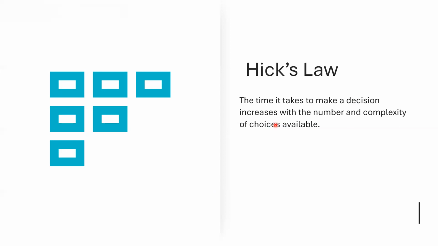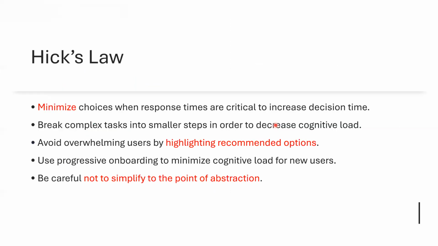But if you have a lot of options and they are very complex, it will take more time for the users to be able to make such a decision, where to click or what to do or how to navigate and so on, right? So what Hick's law suggests here is that as a designer, we need to minimize the choices. Response times are critical to decision time, right?